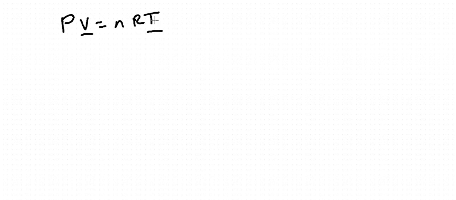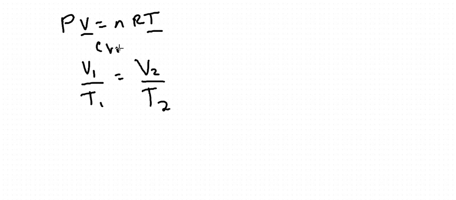So I want to put these two things on the same side of the equal sign, so how do I move that T? It's divided. So this is where your relationship comes from, because V1 over T1 is equal to V2 over T2. And this is Charles' law.